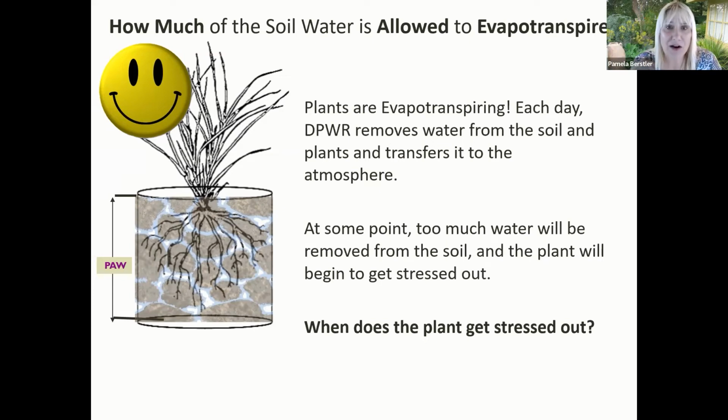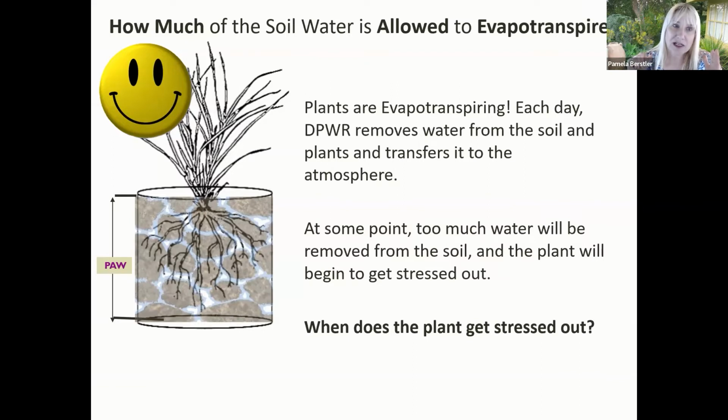Now we're going to ask ourselves, how much of the water are we going to allow this plant to evapotranspire out of the container? This is going to help us determine when we're going to irrigate. Every day that plant is taking the daily plant water requirement out of the container, and that container is becoming depleted. And at some point, the plant is going to get stressed, not wilting point, but sometime soon, that plant is going to get stressed out.